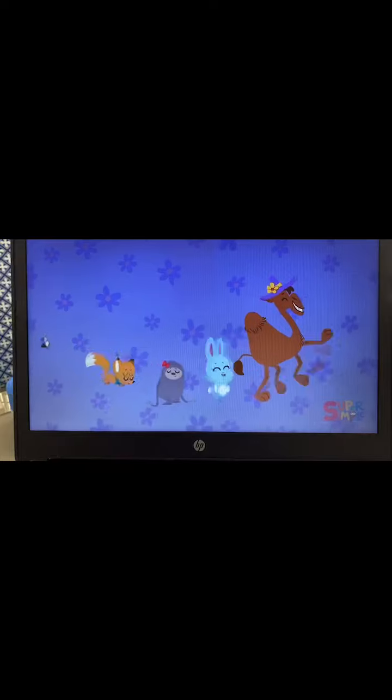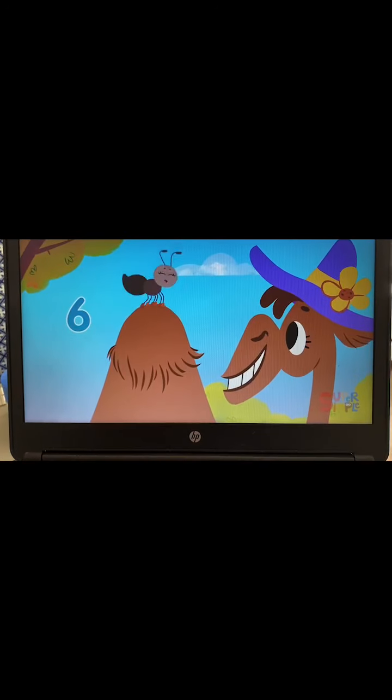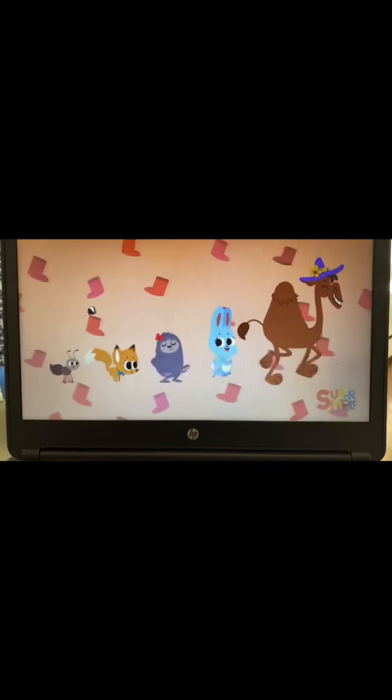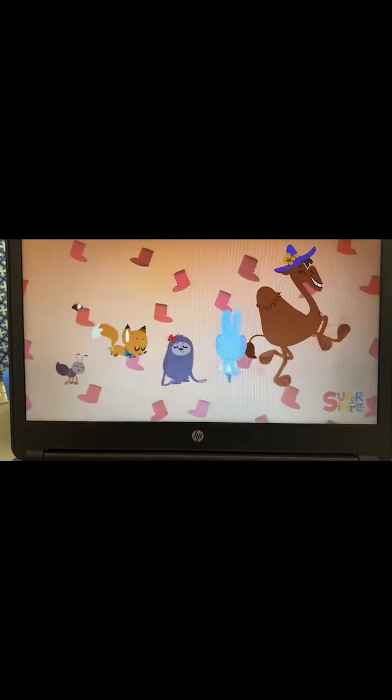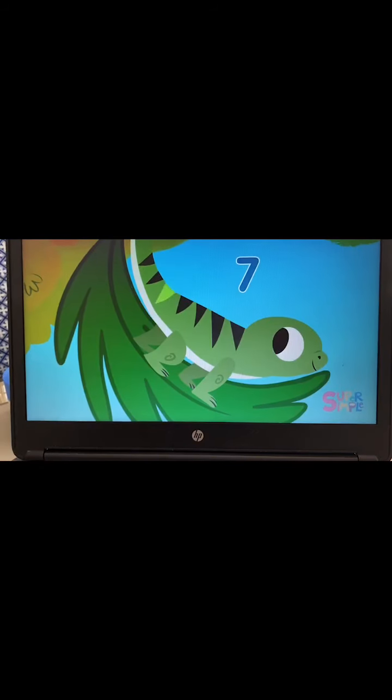Go, Lily, go. Andy the ant has 6 legs. Go, Andy, go. Larry the lizard has 7 stripes.